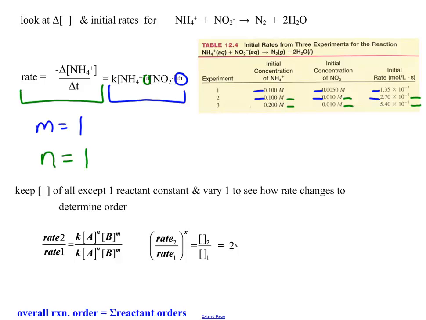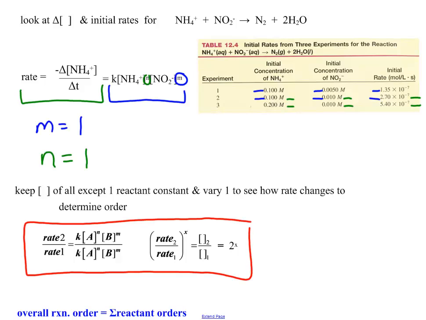Now sometimes it's not as neat and orderly as this. Sometimes you have data that doesn't have you holding the concentration of one substance constant as you vary the concentration of the other. In that case, what you have to do is use a formula that looks like this. And so we're looking at the rate of 2 experiments.